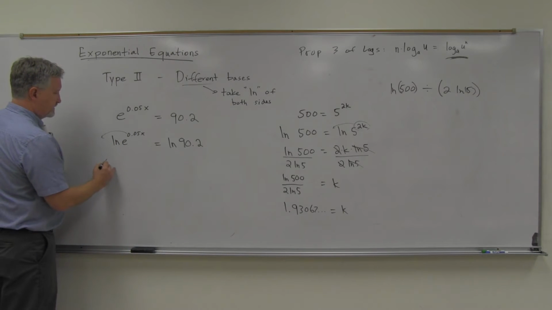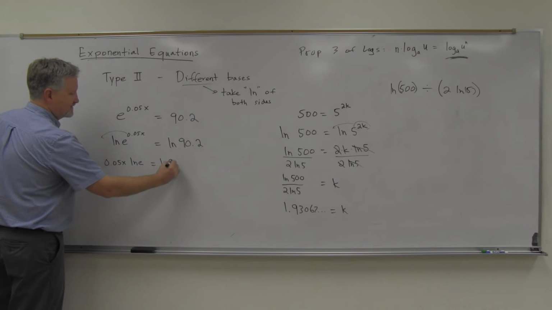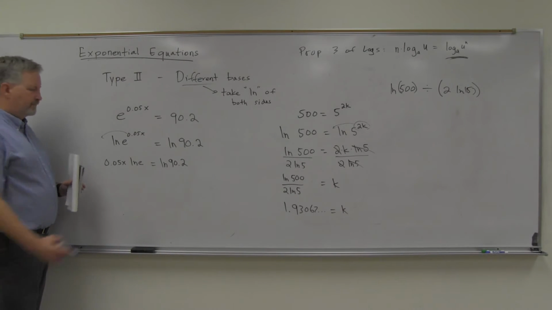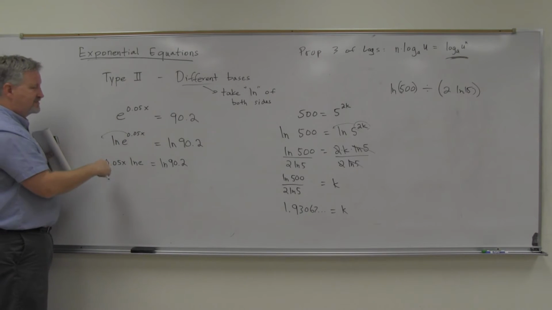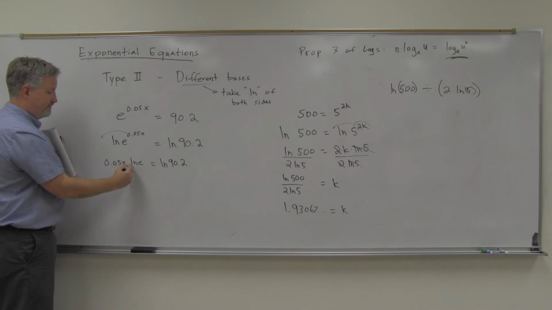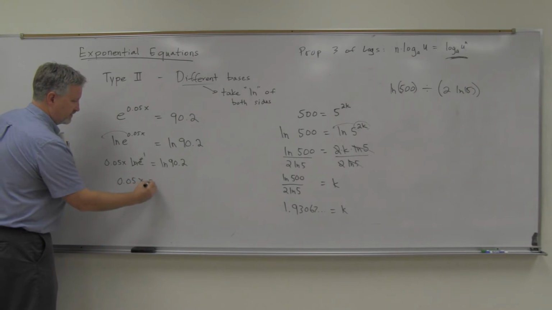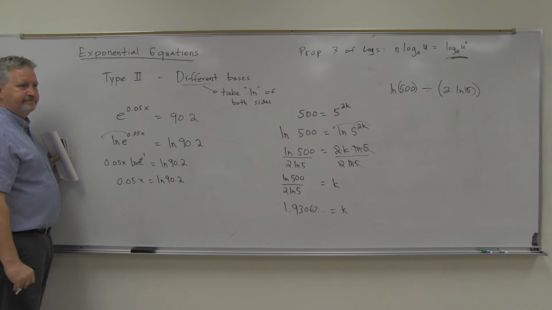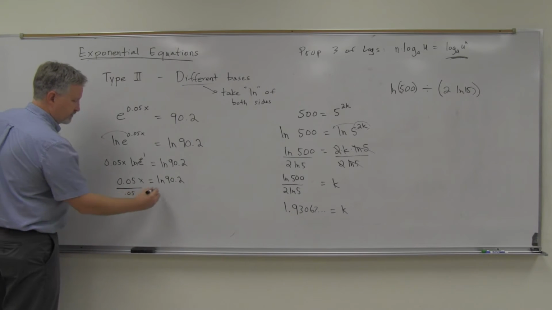All right, so what happens? Well, that comes out because it's a logarithm. I can bring down the power. And this is where the nice thing occurs. Do you see one thing nice here? ln of e, we mentioned that in a previous discussion. That's 1. So this is just 0.05x equals ln of 90.2. Simplifies down really nicely. So all I have to do then is divide by 0.05.